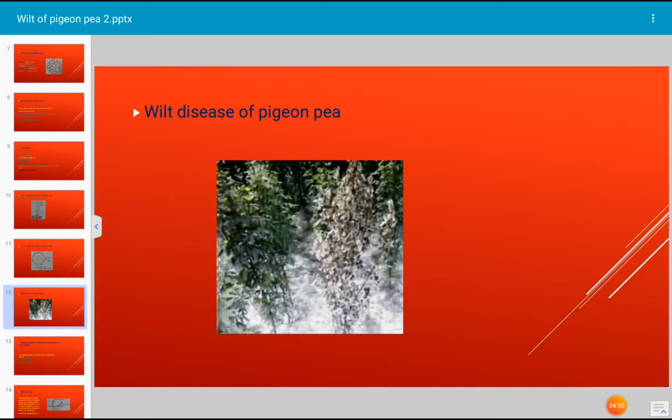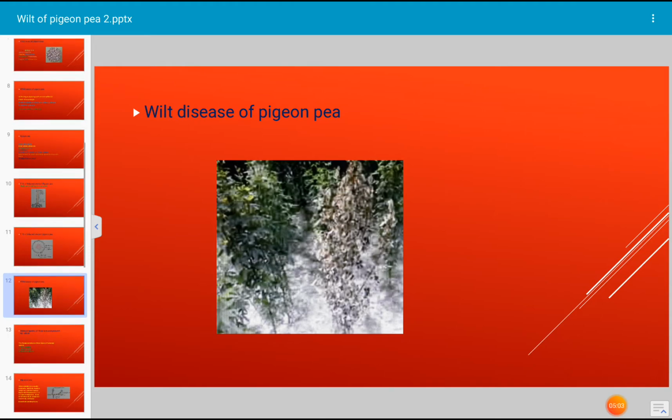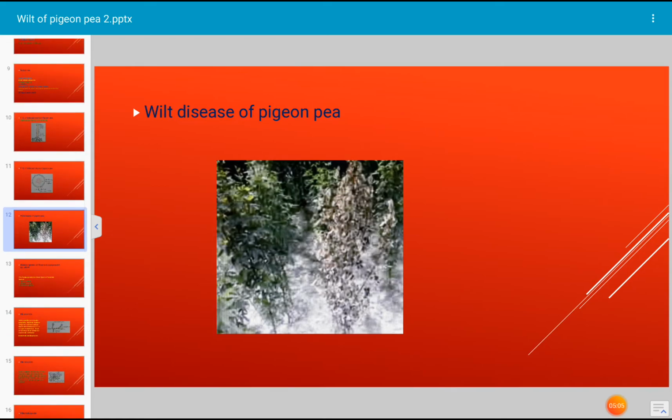This is a photograph of a field. Many healthy plants are shown, as well as a dried plant. One plant in the photograph is dried. That means wilt-infected plants are easy to observe in the field. We can easily identify the dried plant in the field, and that is because of the wilt disease.